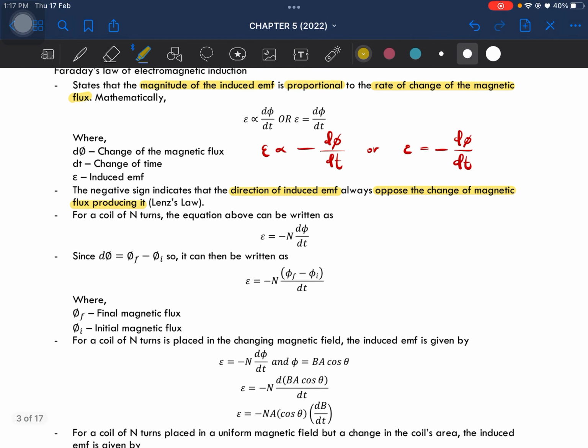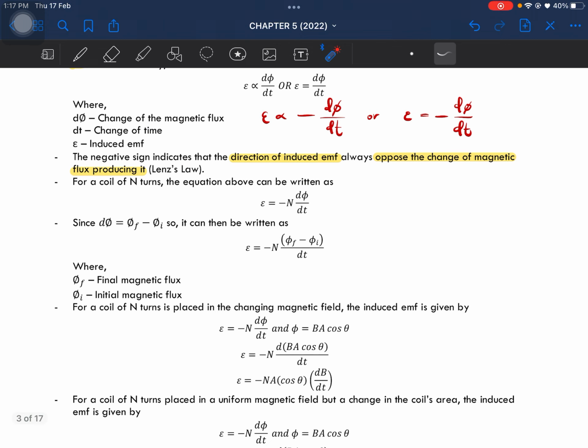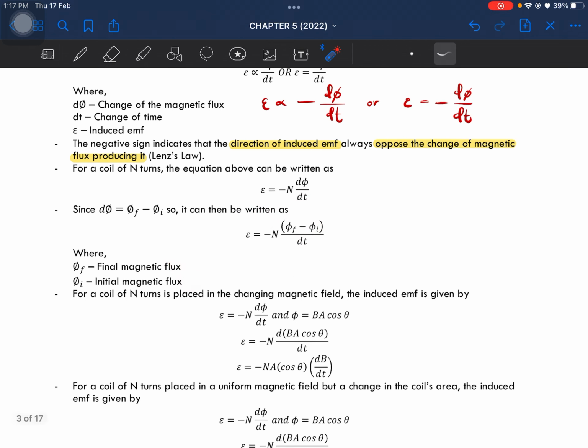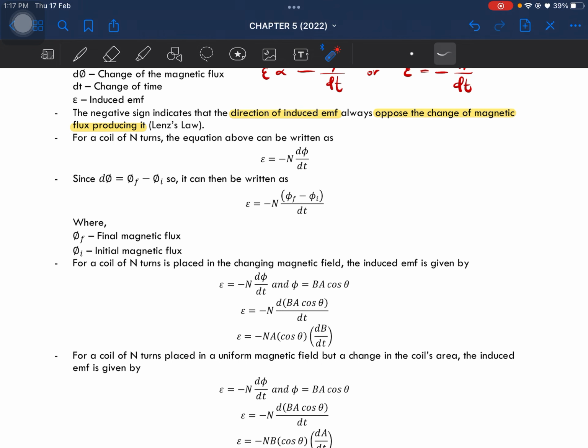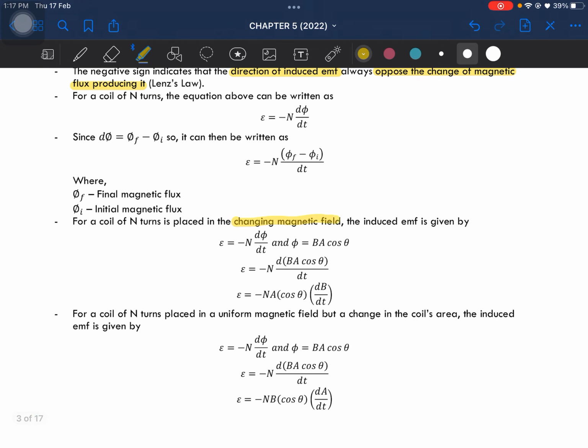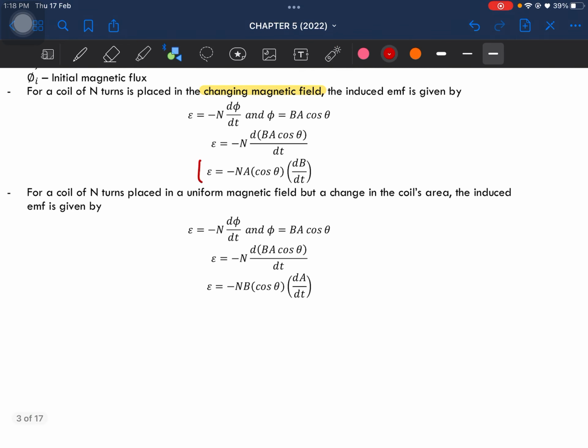For a coil of n turns, we can just multiply it by the number of turns n. Since the change of magnetic flux is this equation here, it can also be written as the one shown here, final minus initial. If the coil of n turns is placed in a changing magnetic field, the induced EMF is given by this equation here. What is changing? The magnetic flux is the one that is changing, which is this one.